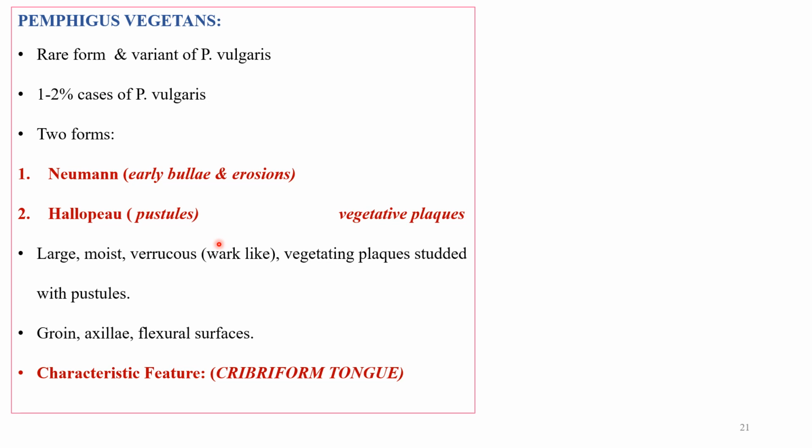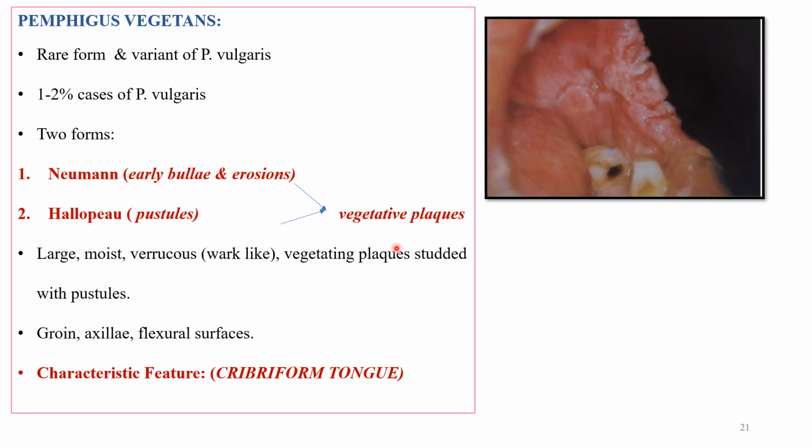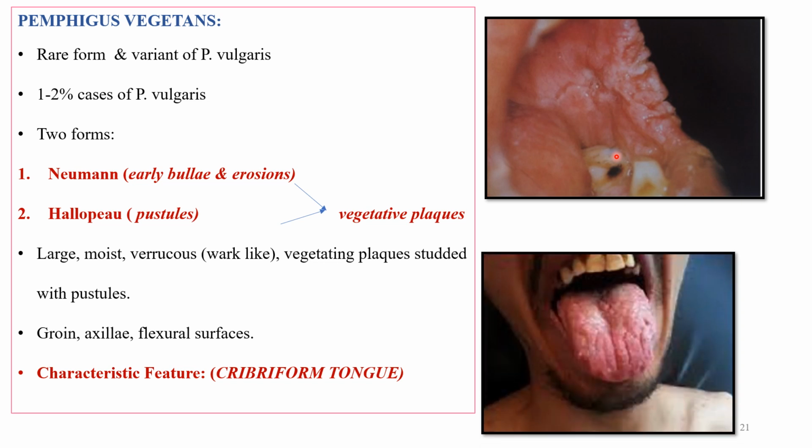So these two types subsequently develop into vegetative plaques due to the hypertrophic granulation tissue formation at the periphery of the lesions. So the Pemphigus vegetans appears like this. In the oral cavity, a characteristic feature of Pemphigus vegetans is the presence of cribriform tongue, characterized by the gyri and sulci which is seen on the dorsum of the tongue.